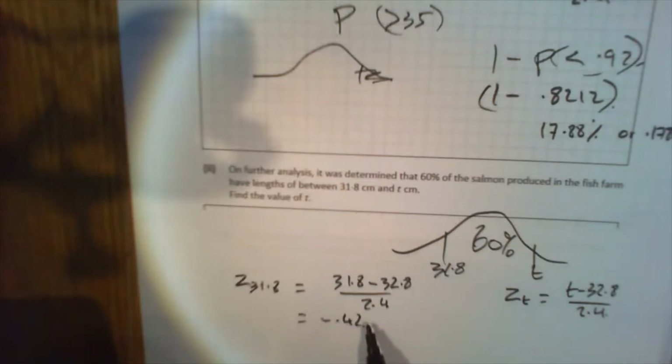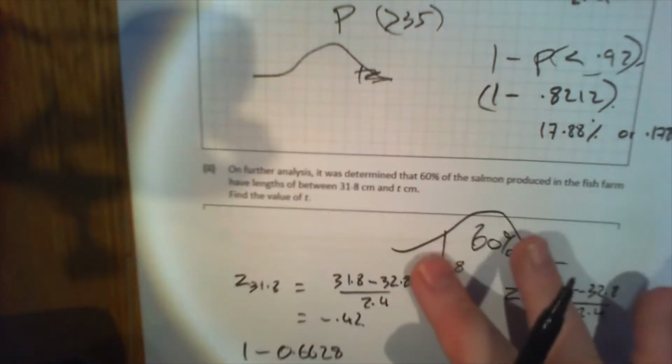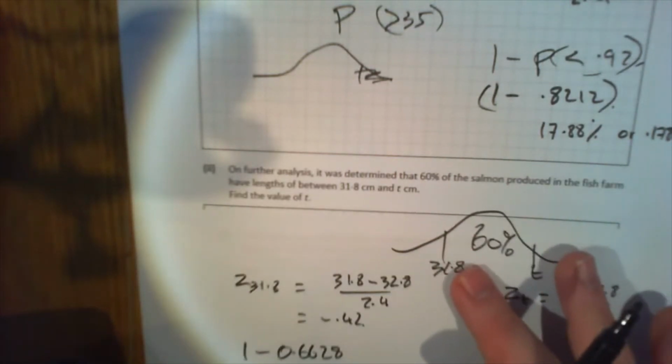Okay, so let's try and work this out. This one is going to be 1 minus, so let's work out that fella's one. That's 1 minus the probability of 0.42. Probability of 0.42 is 0.6628. So that's 1 minus 0.6628, which will give me the number I need for this. So 1 minus 0.6628 is 0.3372. So that's on this side here. That's what that represents.